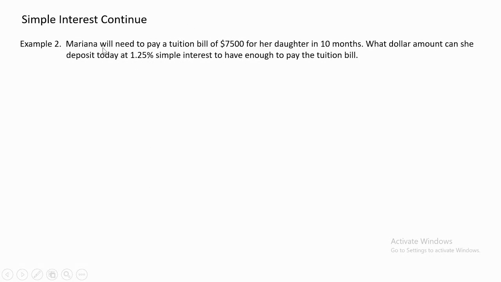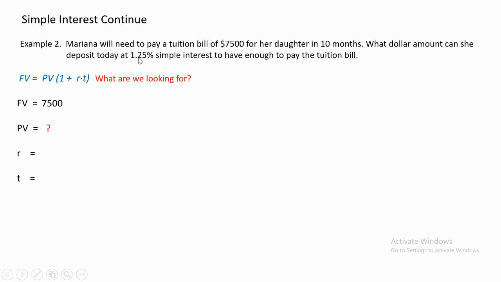It says Mariana will need to pay a tuition bill of 7,500 in 10 months. So this means that we're going to use the future value formula here. So we're looking for the present value. Why? Because she says the dollar amount she needs to deposit today, so we're looking for the present value, which is the value today. So then the future value will be 7,500.